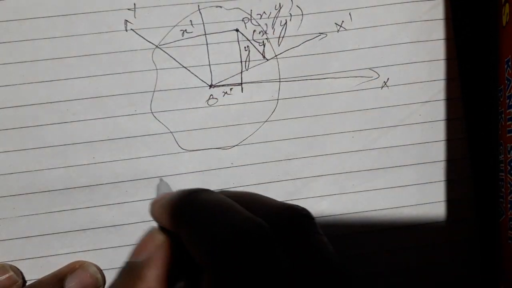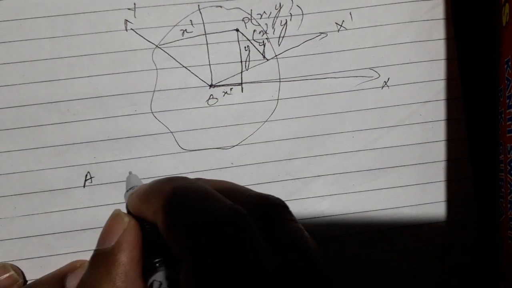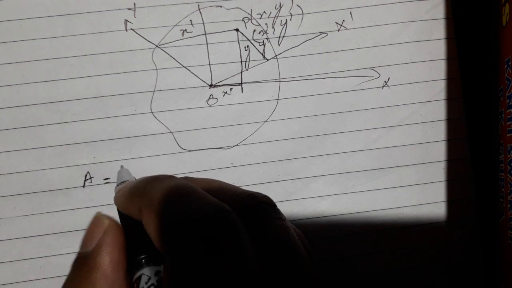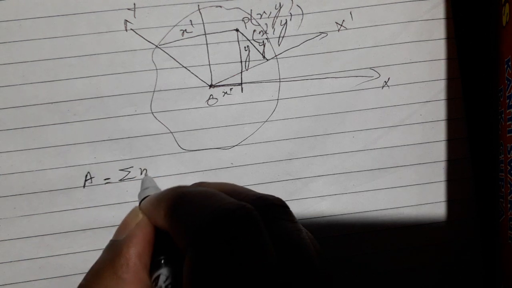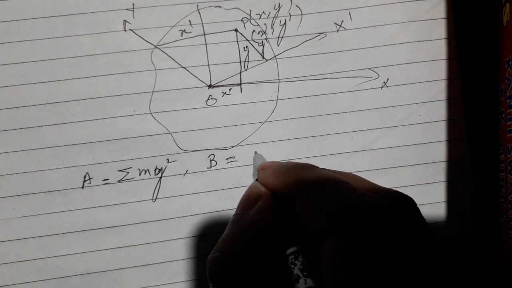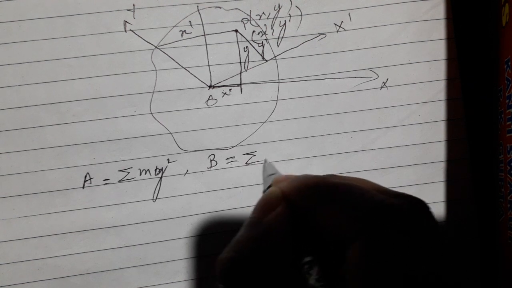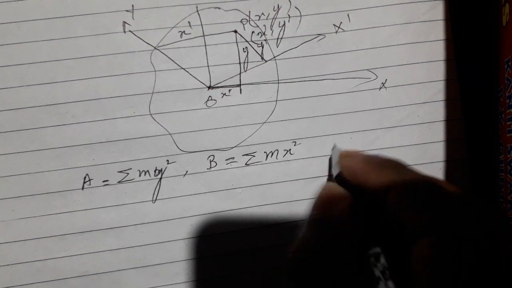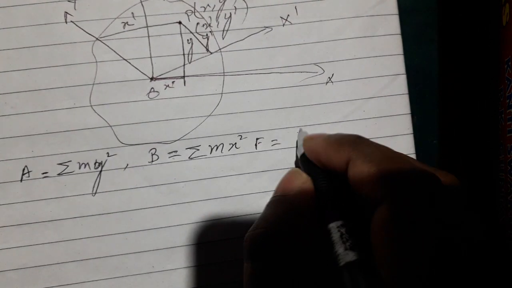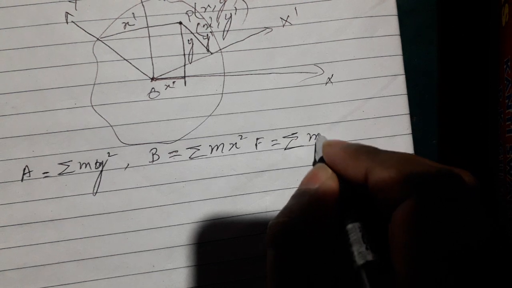Now, our aim here: we know that for a two-dimensional body, the moment of inertia about the x-axis, a, is given by summation m y square, and b is the moment of inertia about the y-axis, given by summation m x square, and f is the product of inertia about the xy plane, given by summation m x y.